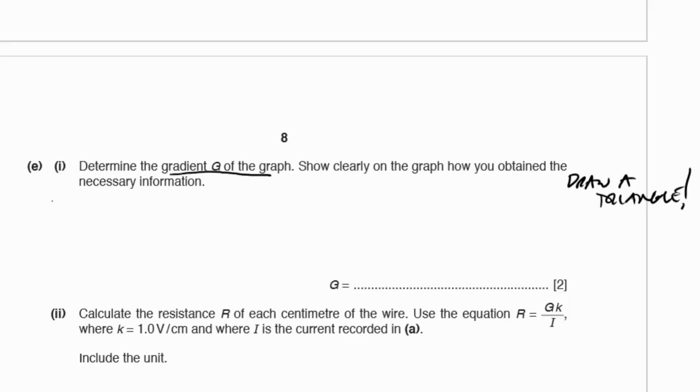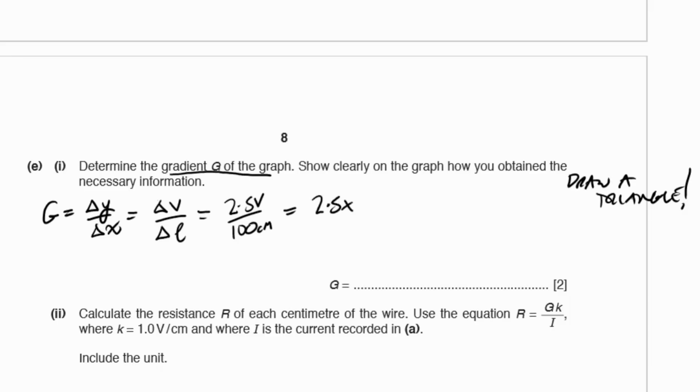So the gradient is just the change in y divided by the change in x, which of course, y is voltage, so change in volts divided by change in the length. That's what that actually stands for in this case, so we get 2.5 volts divided by 100 centimetres. And that gives a value of 2.5 times 10 to the negative 2. And the units, I've got volts divided by centimetres. What does that give me? Well, it gives me volts per centimetre. All this is about communicating where the number comes from. There we are. That's it. Let's write that in.